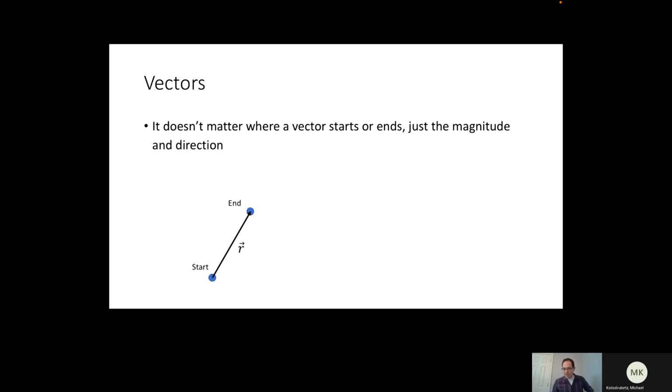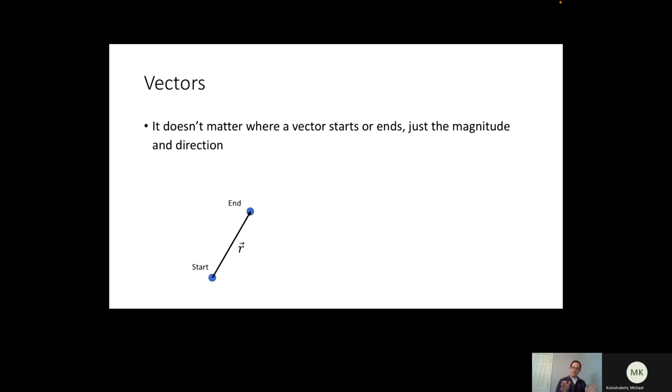And the key thing is that vectors can be represented by an arrow. So the arrow, obviously the direction, signifies the direction of the vector, and the length of that vector is its magnitude. So that's how we're going to start off. We're going to start off by thinking of vectors just pictorially as arrows sitting in space.